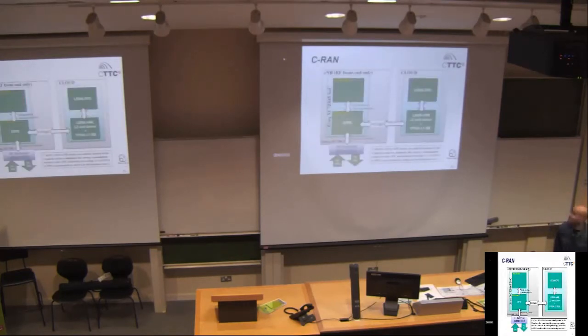So another example is CRAN. Basically, in CRAN we have in the edge part only the RF part, the remote radio head, and through CPRI we can transfer the fronthaul traffic generated by this remote radio head to the FPGA that, in this case, is hosted by the cloud.